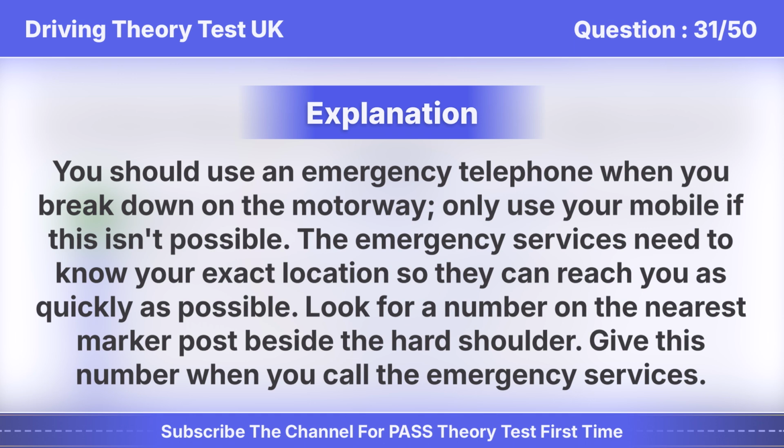You should use an emergency telephone when you break down on the motorway. Only use your mobile if this isn't possible. The emergency services need to know your exact location so they can reach you as quickly as possible. Look for a number on the nearest marker post beside the hard shoulder. Give this number when you call the emergency services.